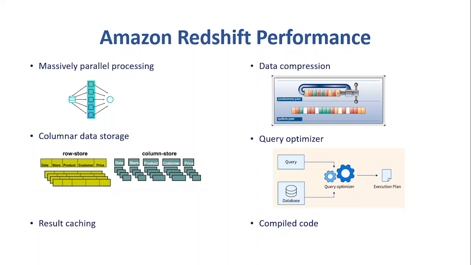That's the nutshell. And the other factors are pretty much what we saw in other places too: compression, caching, query optimizers, and compiled code that make Redshift queries achieve high performance.